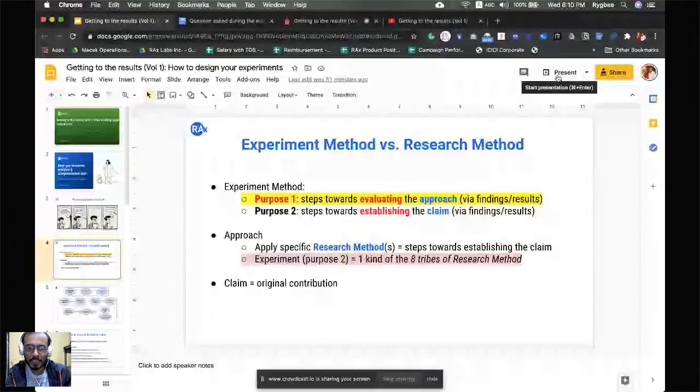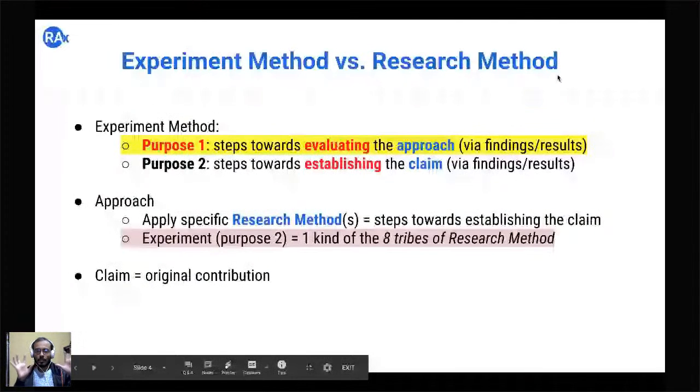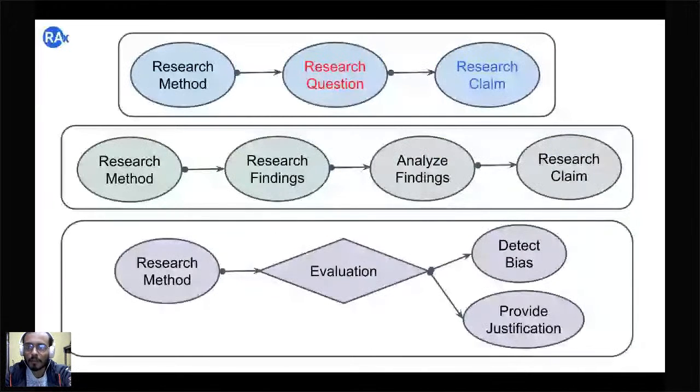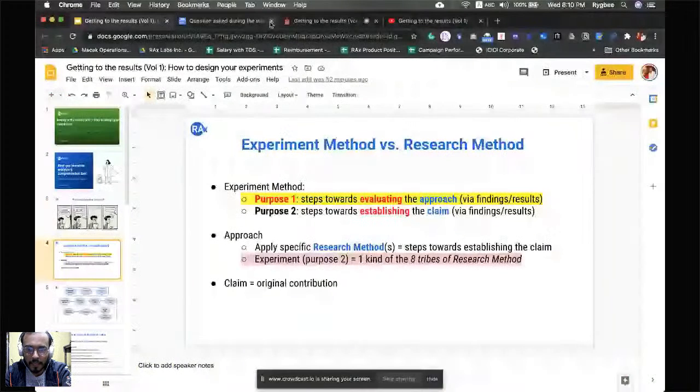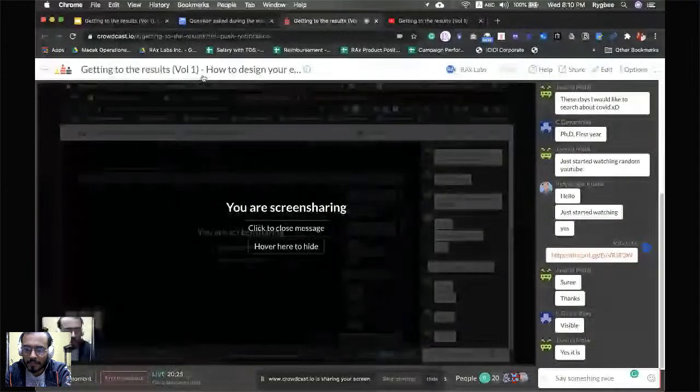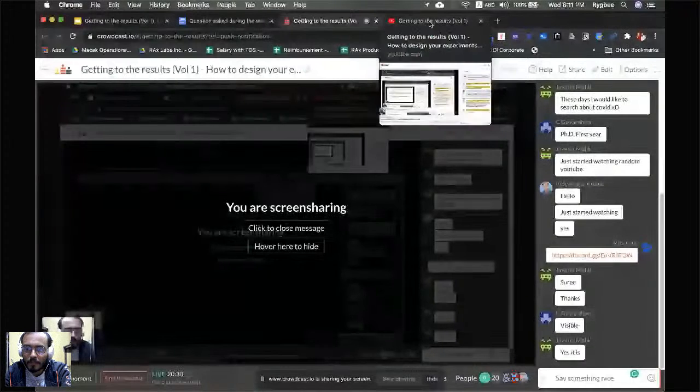So what does this mean? So if you look at it, the general thing is this, that, okay, I think I need to go back to Crowdcast. I hope my screen is visible. I'm still on Crowdcast, I guess, right? Just say yes if you can still see me on Crowdcast. Okay, good.